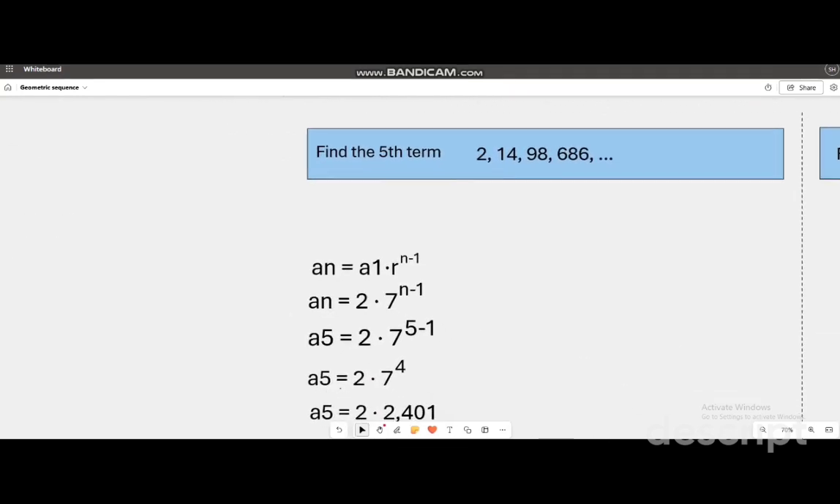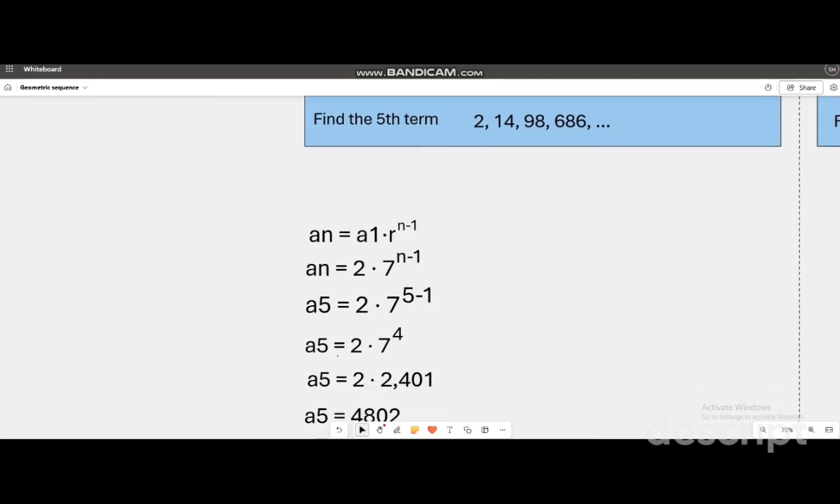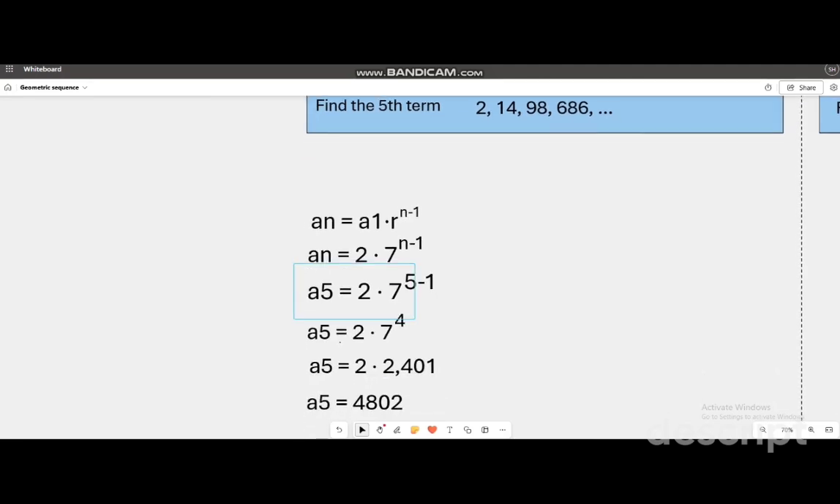So a1 is going to be 2 since it is the first value. And then the common ratio is 7 since 14 divided by 2 is 7. So an equals 2 times 7 to the power of n minus 1. Since we're going to find the fifth term, it's going to be a5 equals 2 times 7 to the power of 5 minus 1. Then a5 equals 2 times 7 to the power of 4.